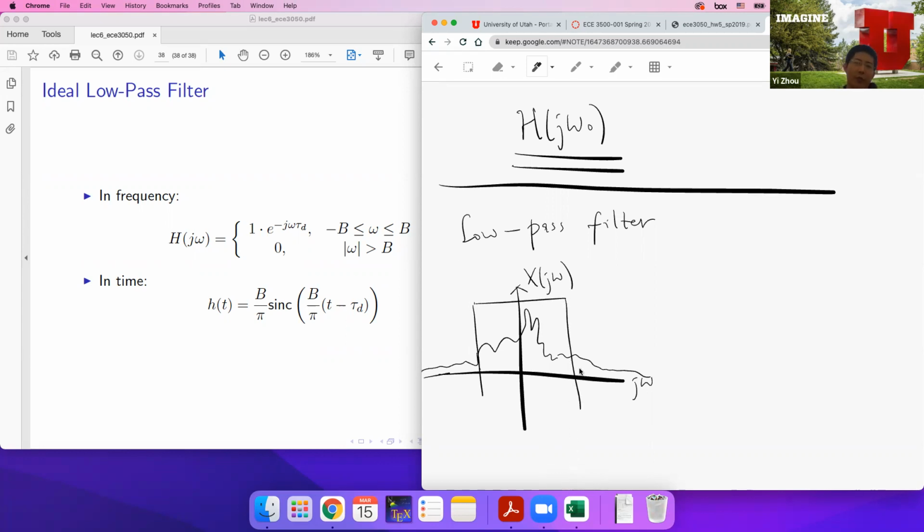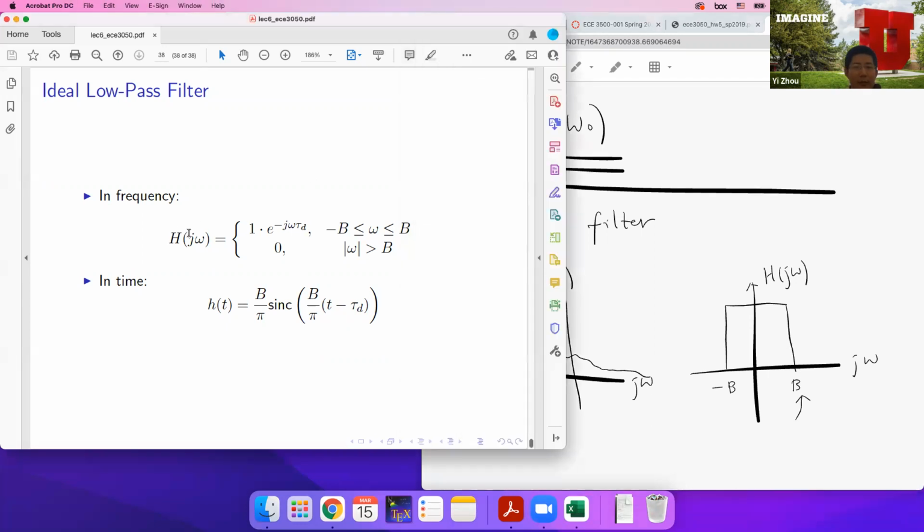But the idea is very simple. You simply generate an ideal low-pass filter, which is a window function in the frequency domain. The window is bounded by B and negative B, and this B is the cutoff frequency you want to have for this low-pass filter. So this is by design.